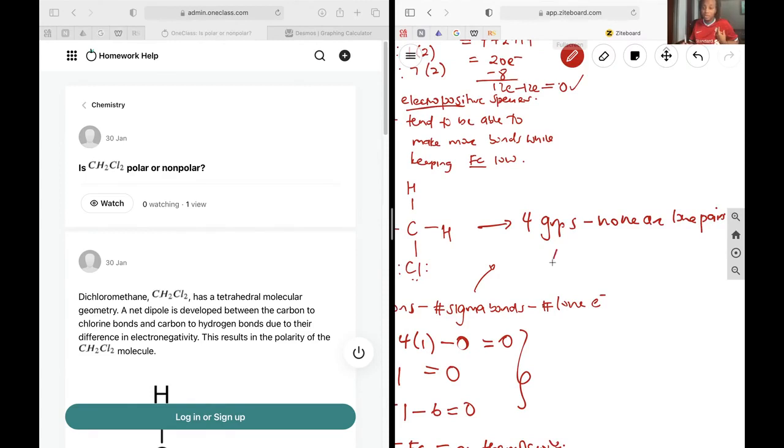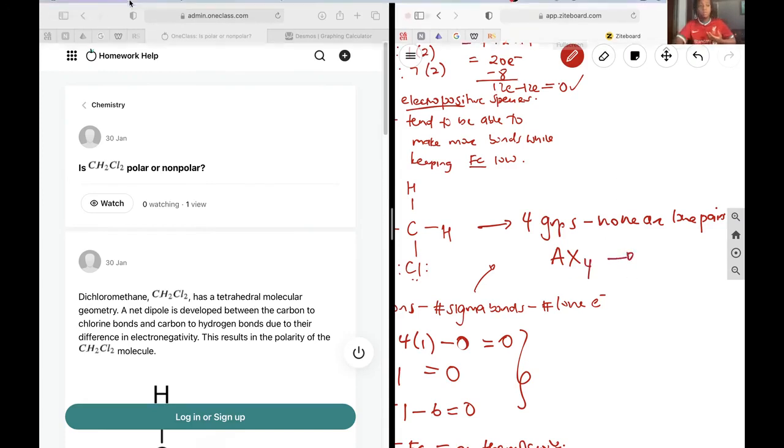So that notation is A for my central atom, X for the number of bonded groups, and I have 4 bonded groups. If, let's say, I didn't have 4 bonded groups, instead I had 3 bonded groups and a lone pair, I'd write AX3 for the 3 bonded pairs, E1 for the 1 lone pair. So in this case, I have AX4 as we've just discussed.